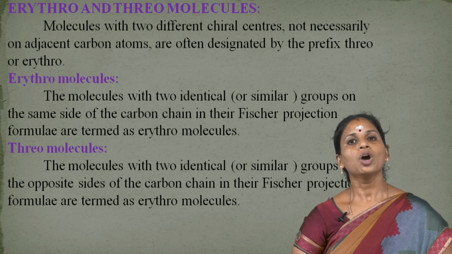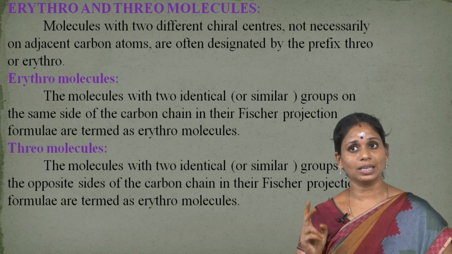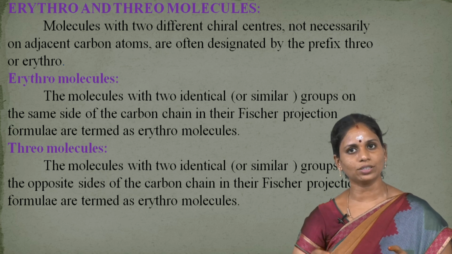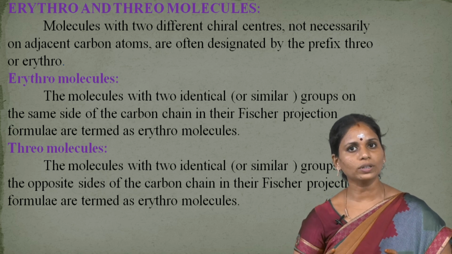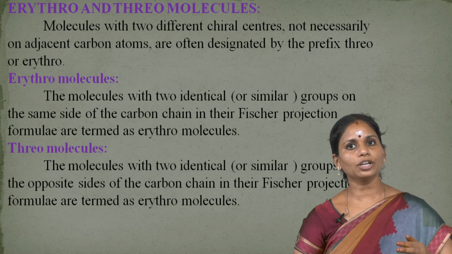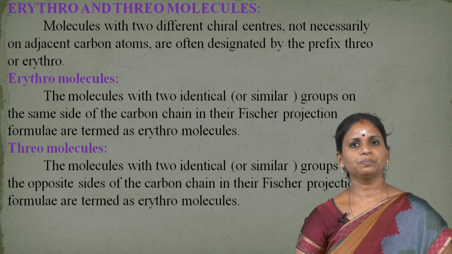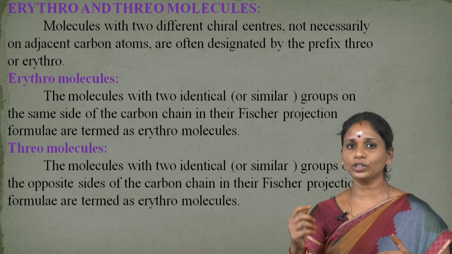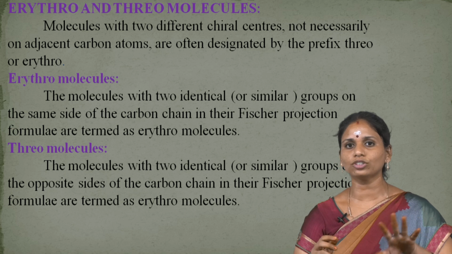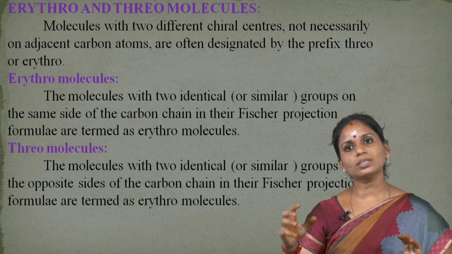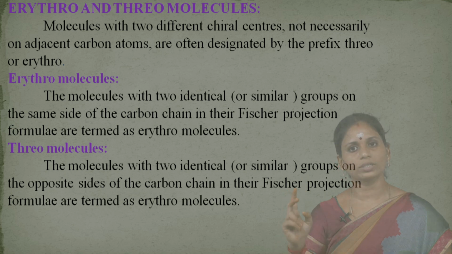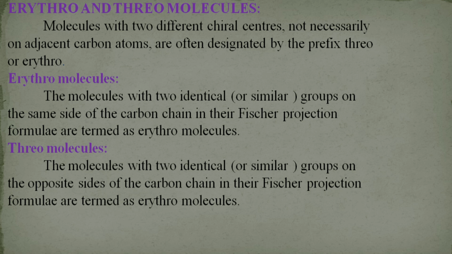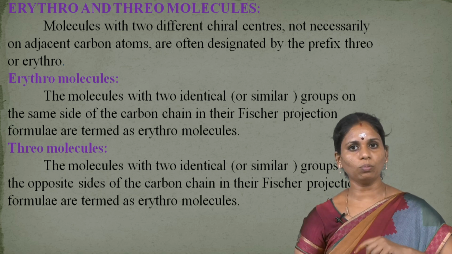We shall see. Molecules with two different chiral centers, not necessarily on adjacent carbon atoms, are often designated by the prefix threo and erythro. Erythro molecules are molecules with two identical groups on the same side of the carbon chain in their Fischer projection formula. Threo molecules are molecules with two identical or similar groups on opposite sides of the carbon chain in their Fischer projection formula.